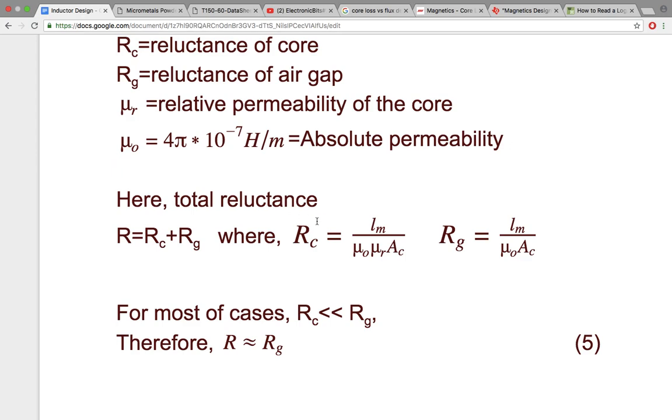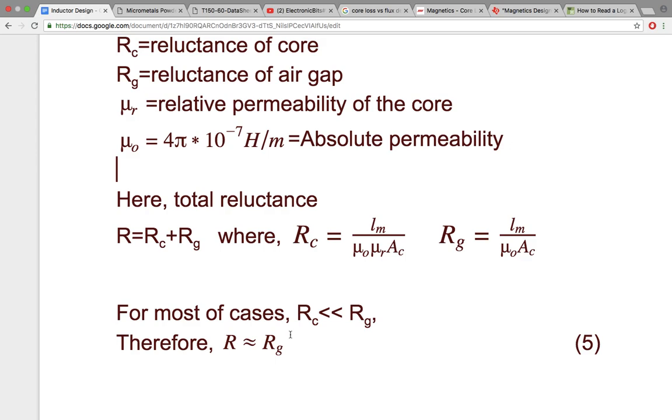So we know that the relation of reluctance is nothing but Lm by mu AC. Mu can be expanded as mu naught into mu r, and for the core there is a mu r, but for air you can say that mu r is almost 1. And we know that mu r is a high number for magnetic materials like ferrite core and all. So because of that, the core reluctance is very, very less compared to the air gap reluctance.